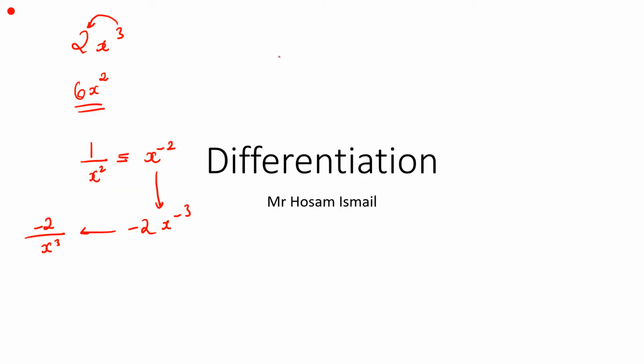Okay, let's look at one more. Let's look at x to the power 2 over 3. In differentiation we times it by the power, so 2 over 3, and then subtract 1. So 2 over 3 take away 3 over 3 gives us 2 over 3 x to the power negative a third. And that's differentiation.